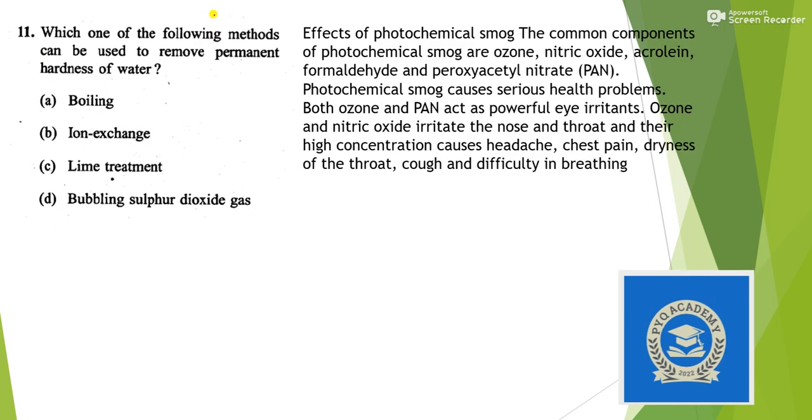Next, which one of the following methods can be used to remove permanent hardness of water?